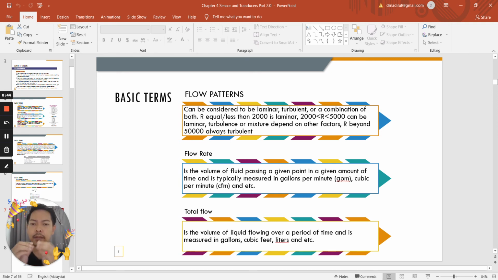The flow rate actually refers to the volume of fluid passing a given point in a given amount of time, and is typically measured in gallons per minute (GPM) or cubic feet per minute (CFM), and so on. Another basic term that we encounter in flow is the total flow. Total flow can be defined as the volume of liquid flowing over a period of time, and is measured in gallons, cubic feet, liters, and so on.